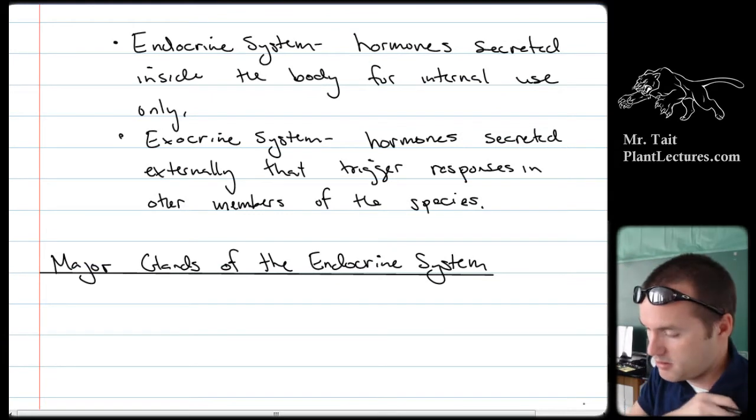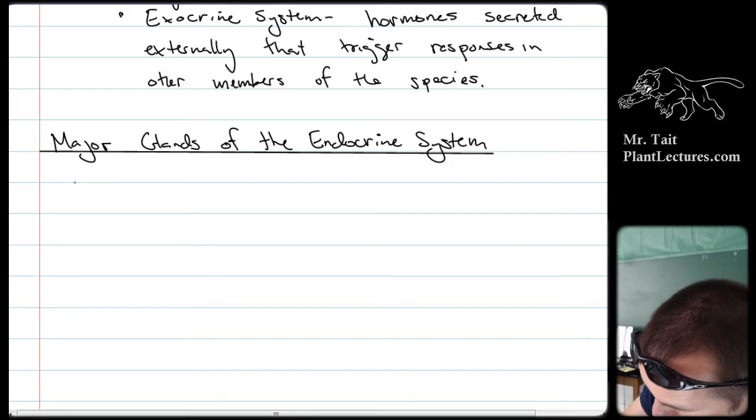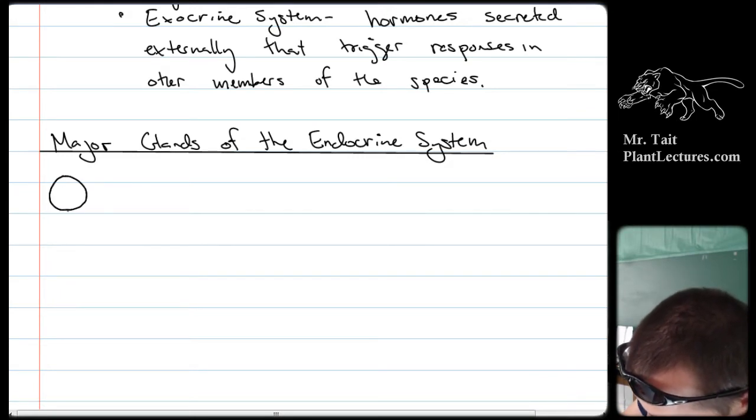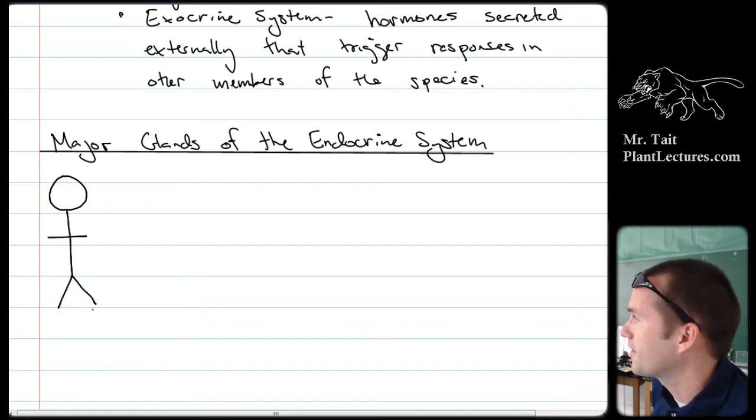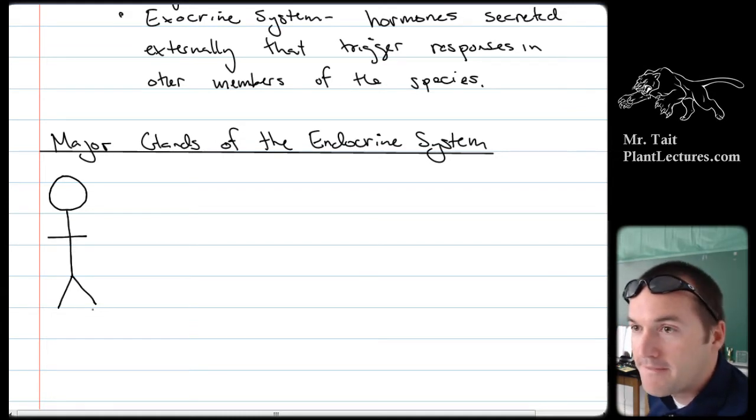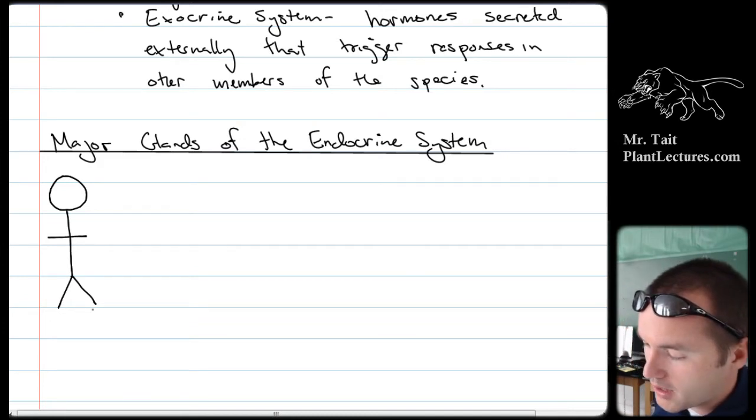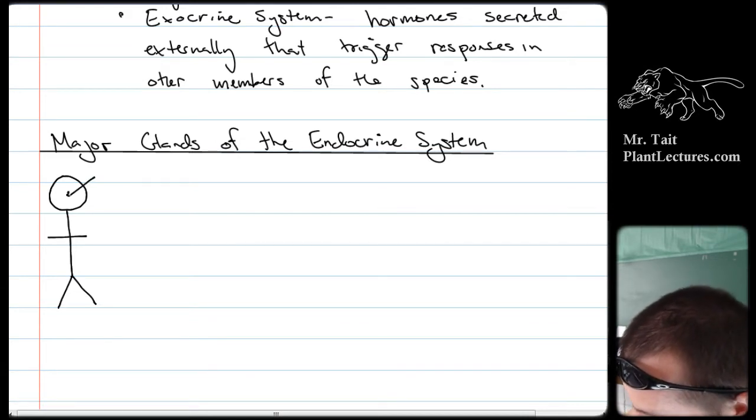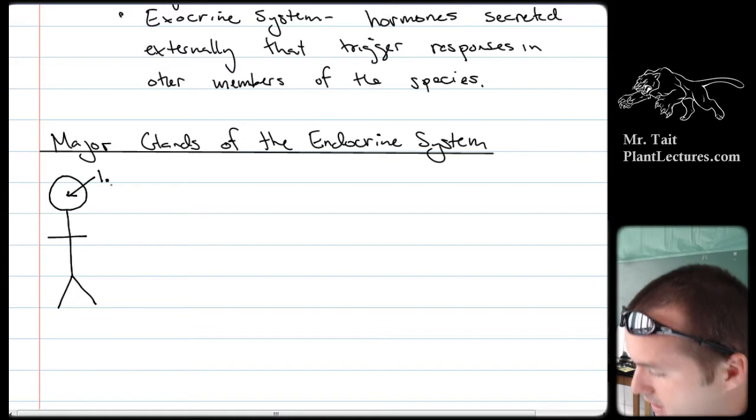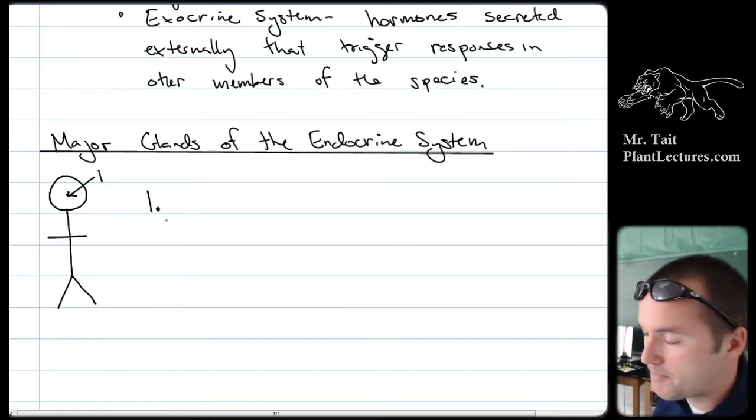All right, so let's do this. Let's come over here. Let's draw a dude. There's my dude. Okay, so let's start at the top where these glands would be located. So we're gonna look first at a gland that is located in the brain. Right about here. That's number one. Okay? And number one is going to be the pineal gland.